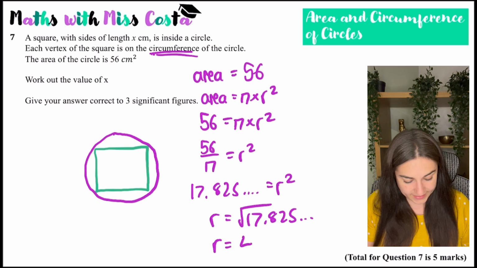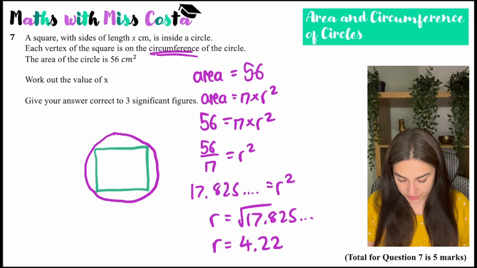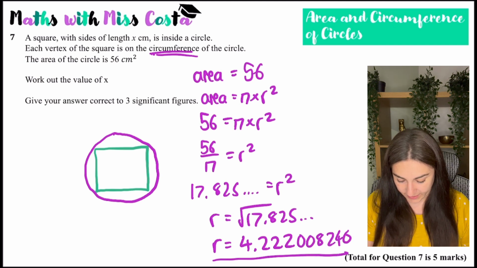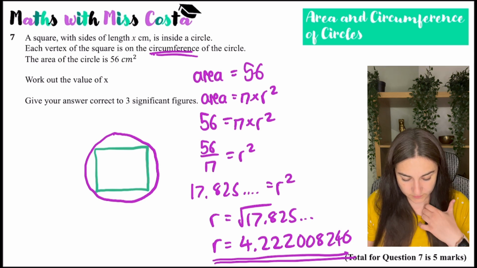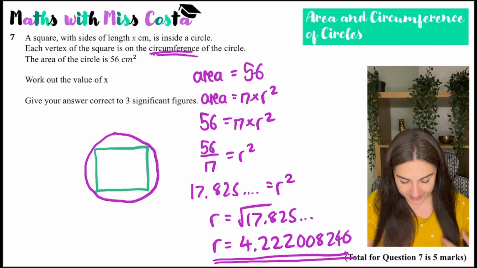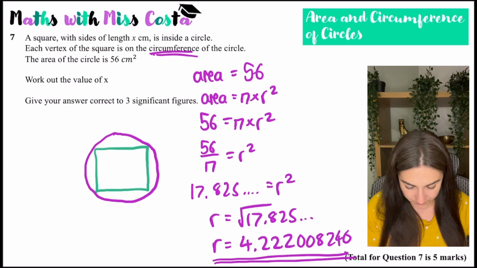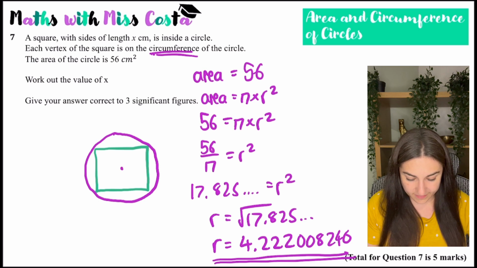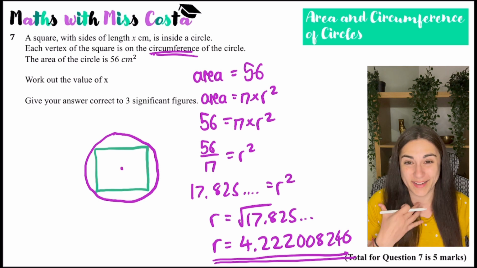Therefore, I know that the radius is 4.222008246. So I know that the radius is 4.22. So here is my radius, and let's think about what I can do.